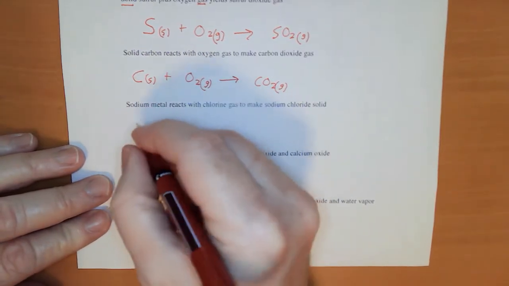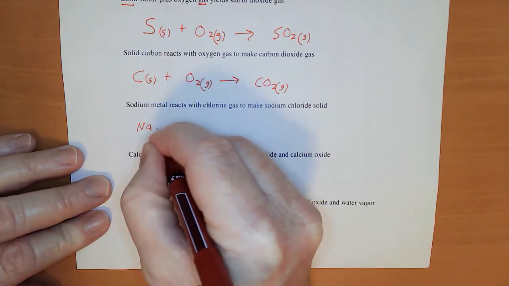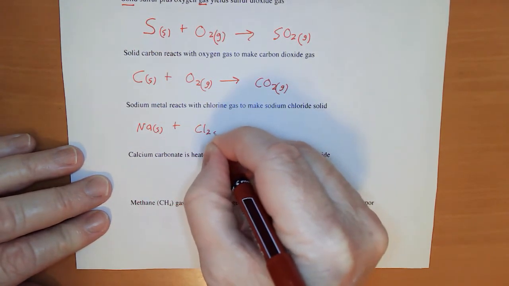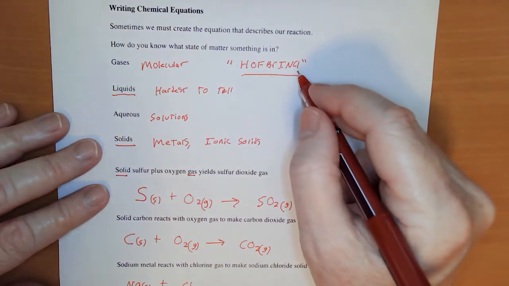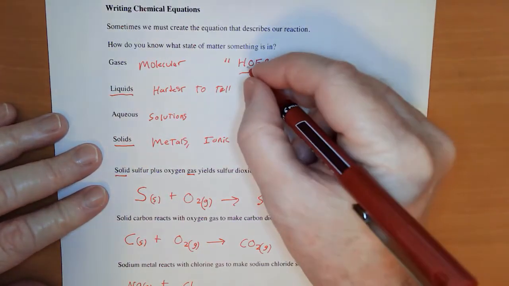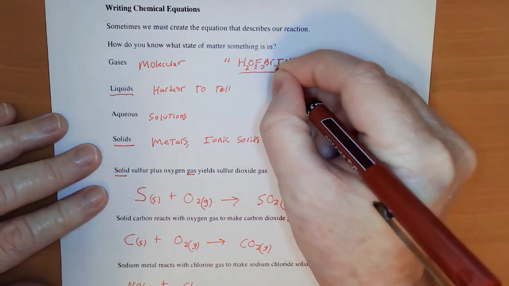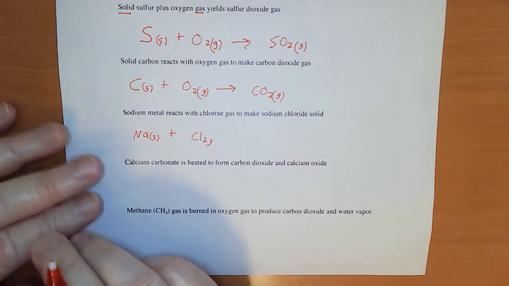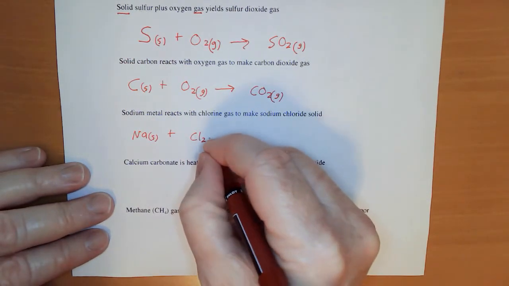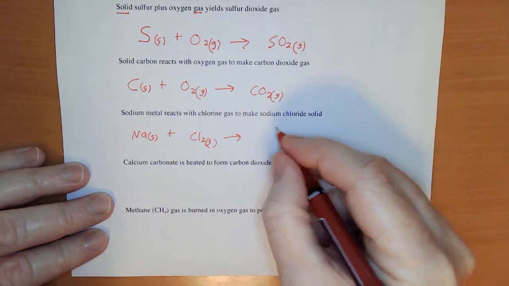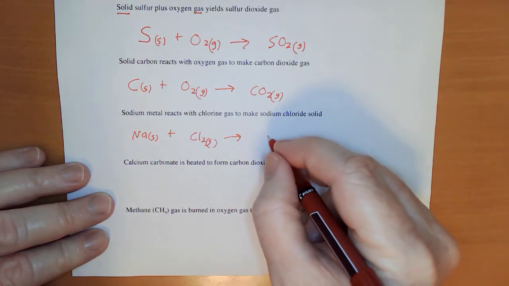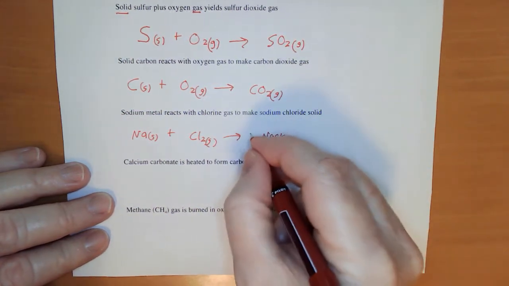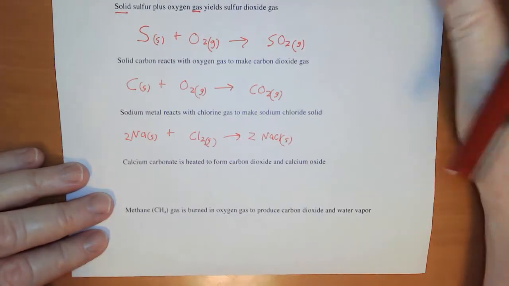Now, sodium metal. Sodium is Na, and since it's a metal, we'll call it a solid. Reacts with chlorine gas, Cl2 gas, and again, chlorine is one of these things that's in Hofbrinkel, and all of those are diatomic when they are alone in nature, like this. So Cl2 gas to make solid sodium chloride, NaCl, it's a solid. Now for balancing, we have to put a 2 there and we have to put a 2 there. Okay.